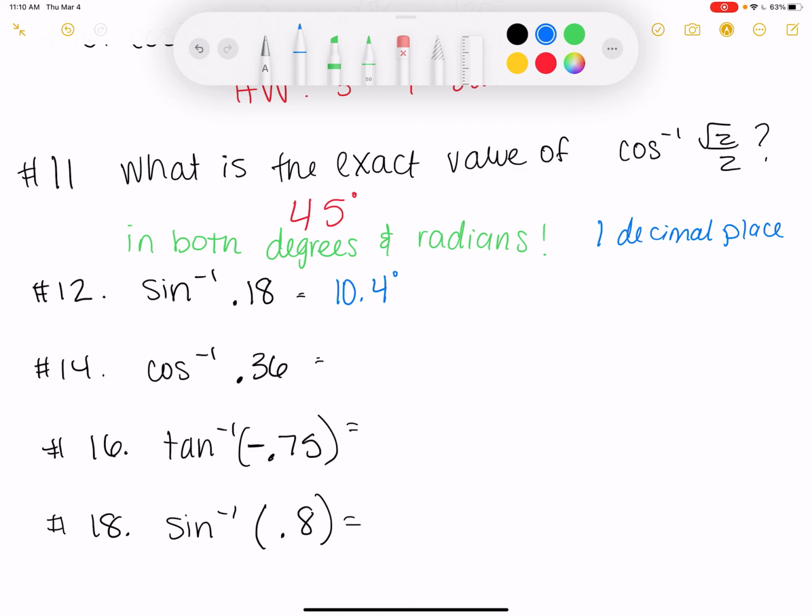Okay, so what is the arc cosine of 0.36 in degrees? 68.9 degrees.